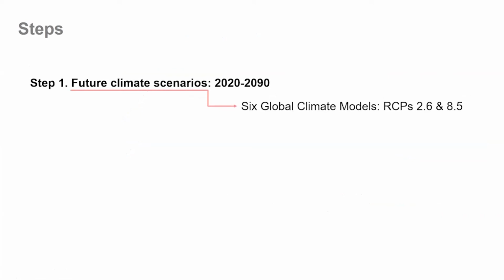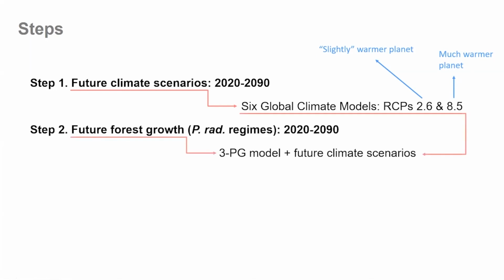Specifically, the steps that we took here were, first, we simulate future climate scenarios for 2020 to 2090, and the scenarios are based on 6 global climate models. And these models consider two types of climate change scenarios called RCPs, okay? And here I'm going to show you the results for RCP 2.6 and 8.5. Basically, with RCP 2.6, we have a slightly warmer planet, and with RCP 8.5, we have a much warmer planet.